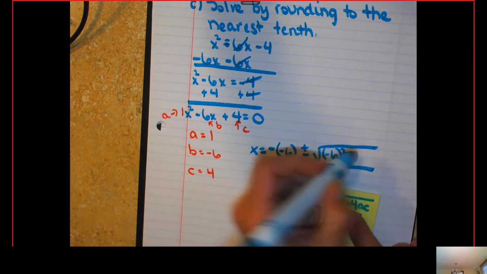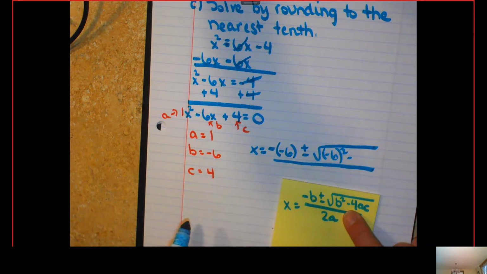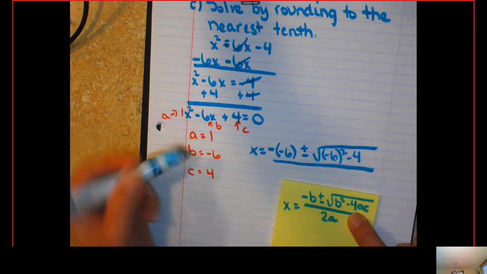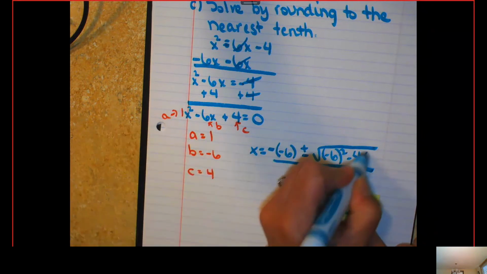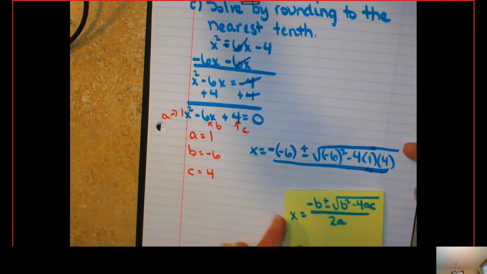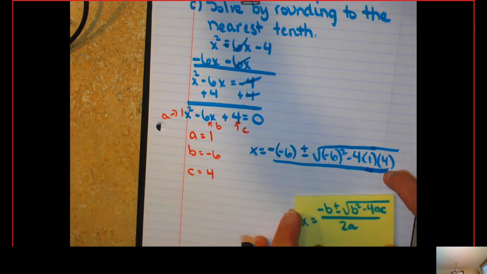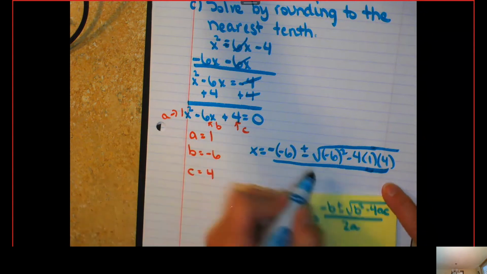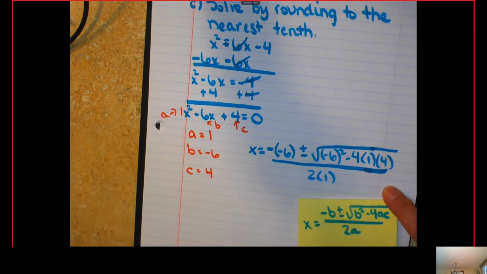And then instead of -4 times a times c, it's going to be -4 times 1 times 4. Those are my a and c's. Notice I'm extending my radical and fraction every time. And instead of 2 times a, it's 2 times 1. All right, hard part's done. Now we just need to simplify.